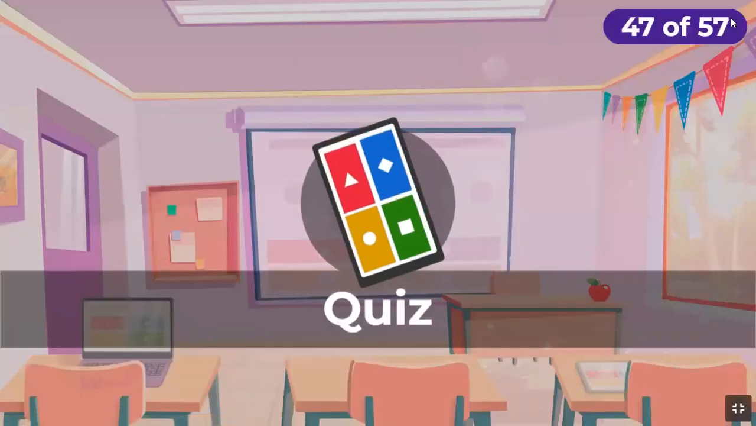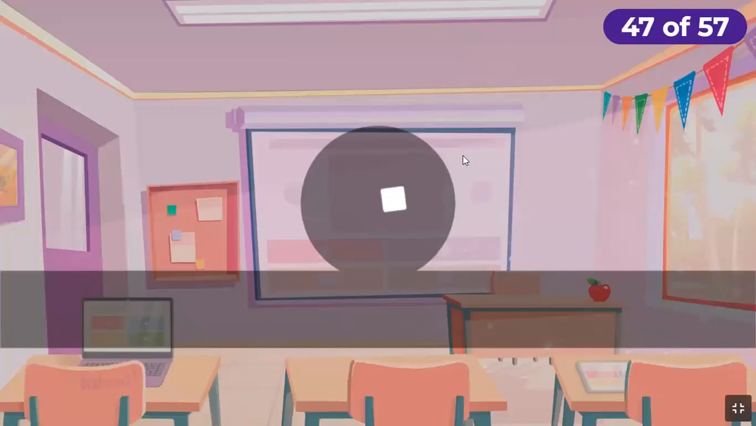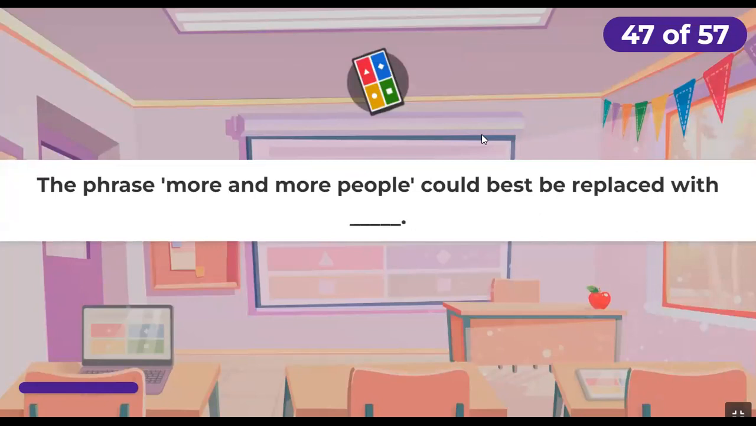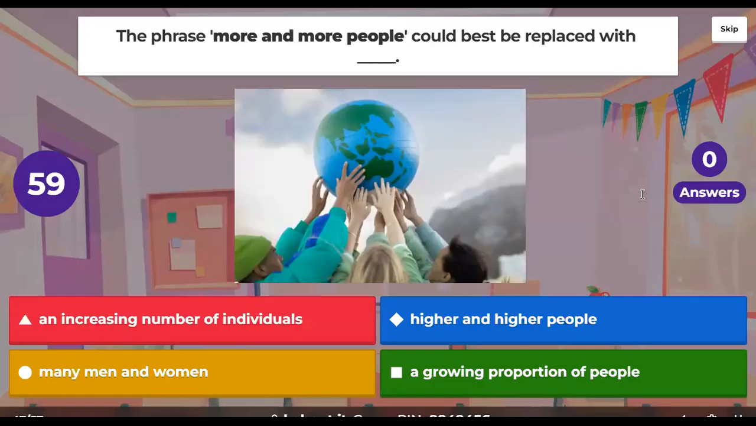Sabna, very good. Okay, number 2. Now the phrase more and more people. Now how can we change this while maintaining the same meaning? So we can say an increasing number of individuals, higher and higher people, many men and women, a growing proportion of people. Now choose only 2 options, only 2 options.